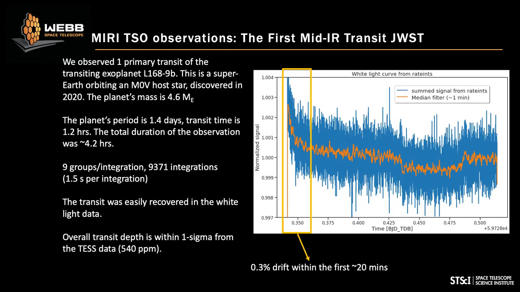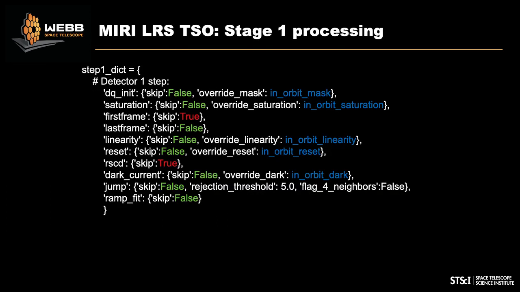So next slide, please. Just to remind you, that's the first 20 minutes, and then it settles into a very, very slow drift, leveling out after 2 to 3 hours. Then you hardly see any drift anymore right at the end of this transit observation. Next slide. So just to say something about the processing we did.